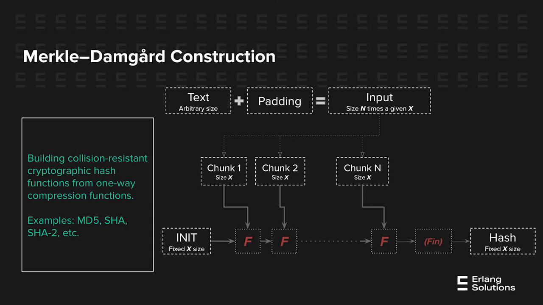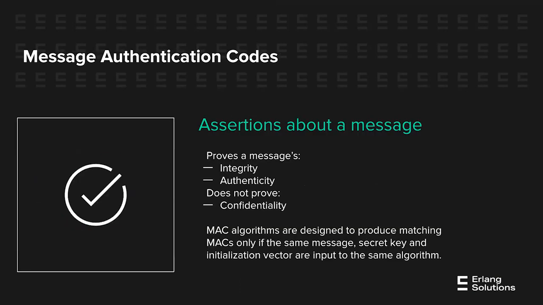So, you just choose all your parameters. Message authentication code: as I said before, a hash proves only the integrity, but the MAC proves the integrity and the authenticity. It does not prove confidentiality. That's what TLS would do. They are designed to produce matching MACs only if the message, secret key, initialization vector, and everything is exactly the same.